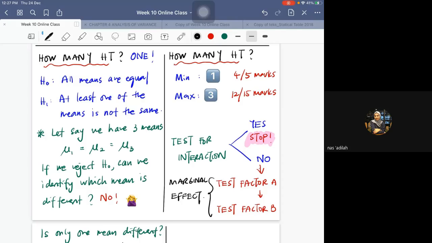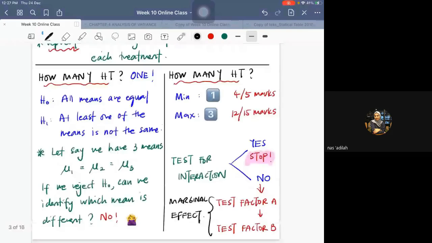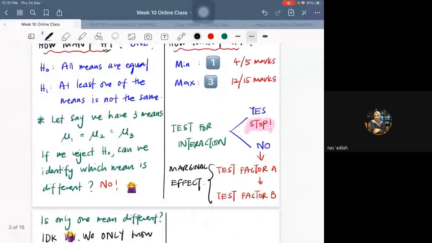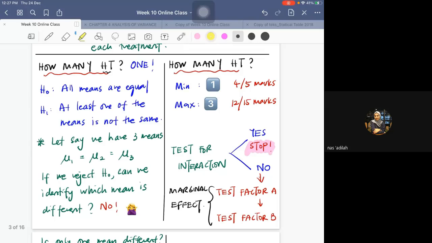So for the case of one-way ANOVA, how many hypothesis tests? This HT over here stands for hypothesis testing. For one-way ANOVA, you're only going to have 1 hypothesis test. So I'll put it over here and highlight that. It's going to be only 1 of them. You are going to test either the means are equal or at least one of them is not equal. When we say that at least one of them is not equal, can we actually tell which one is not equal? No, we have no idea.